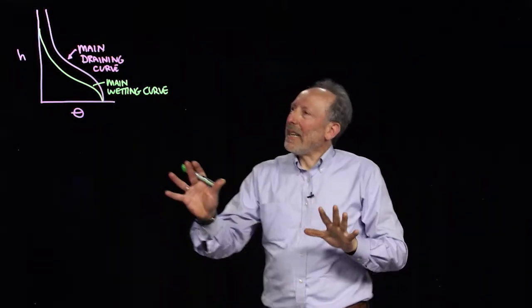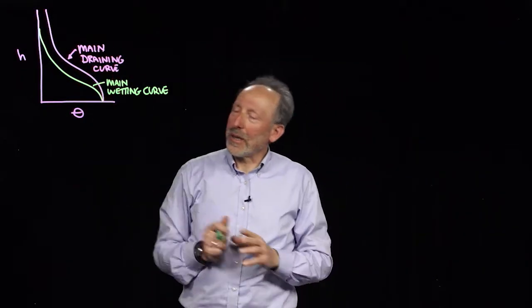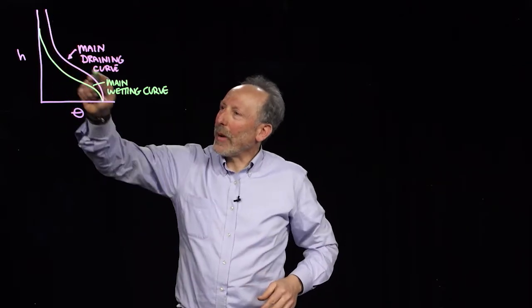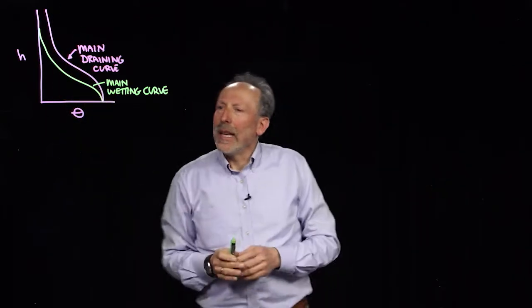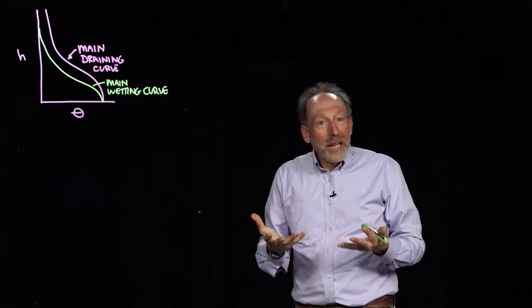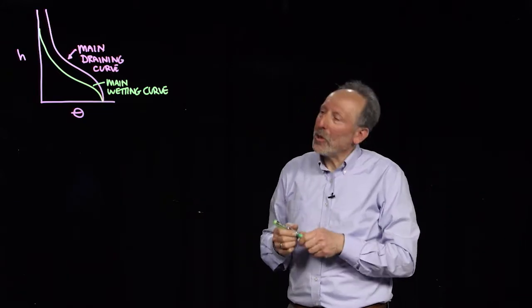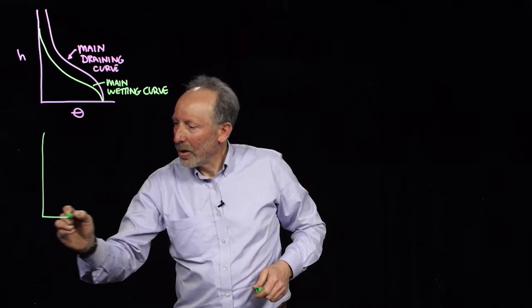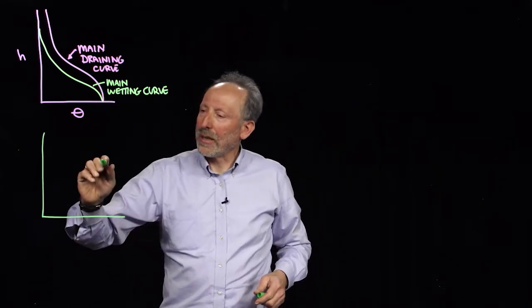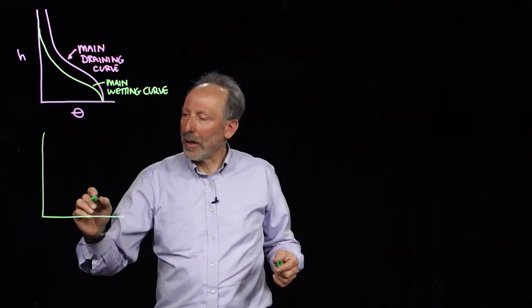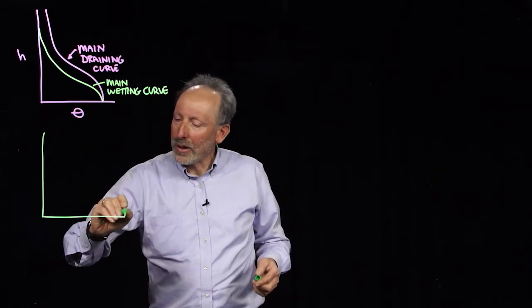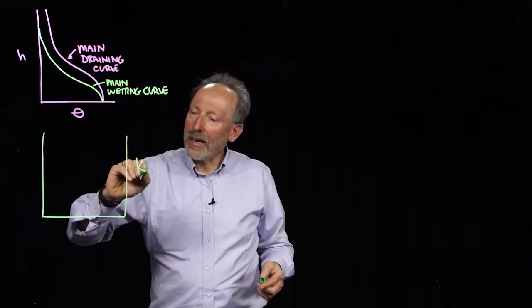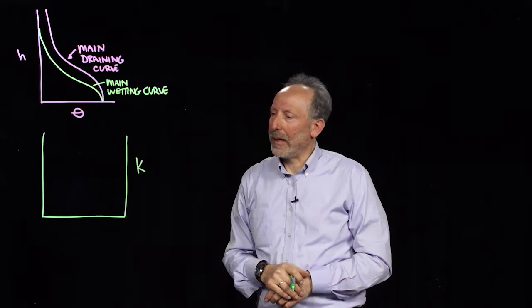Okay, so we've seen the soil-water characteristic curve, and we have this main draining curve and main wetting curve. And that's how water is retained in soil. But how does water move through soil? Water moves through soil due to hydraulic conductivity, or we characterize it by hydraulic conductivity. And we're going to use the letter K for hydraulic conductivity.